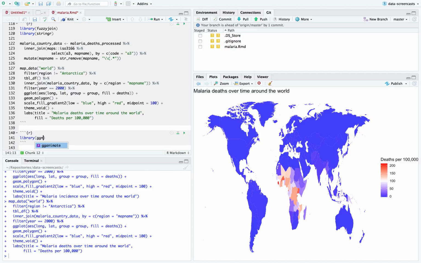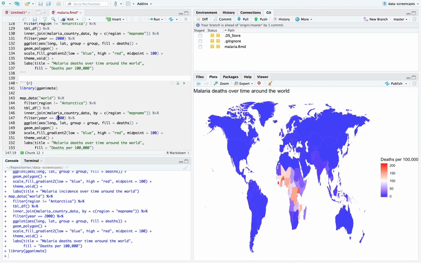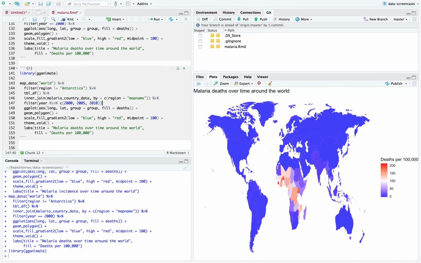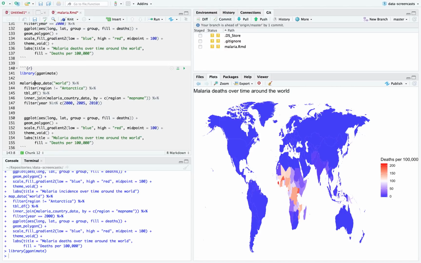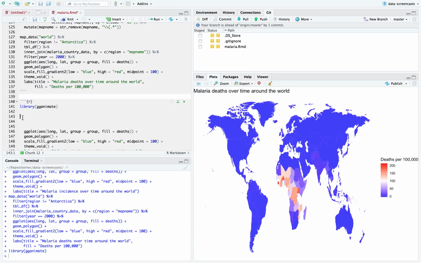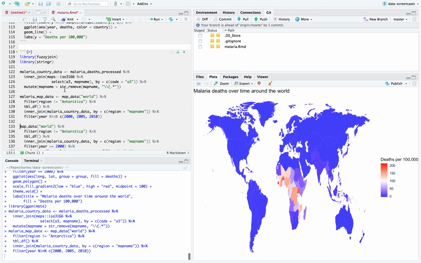I say gganimate, and here's our data. I'm going to filter just for, let's start with just 2 years. 2005, let's start with 3 years. It makes for a slightly better looking graph. What I'm going to say is look at 2000, 2005, 2010. I'm going to quickly save this as malaria map data. I've really gotten all over the place in terms of my data processing steps. Okay, country data, map data.